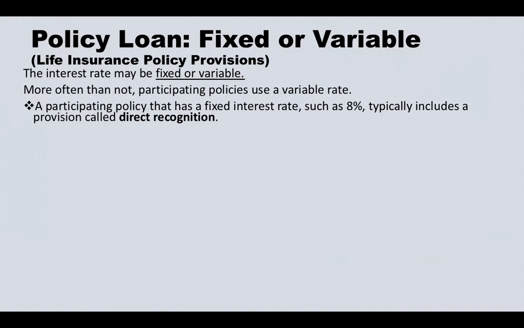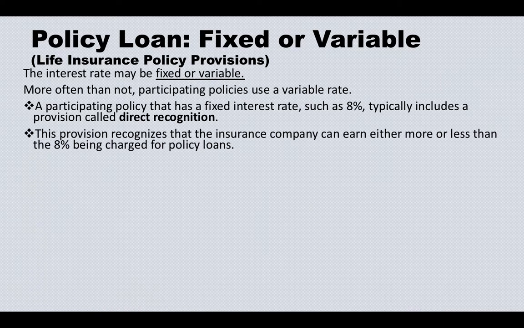What is a participating policy? It's a policy issued by a mutual company. Mutual companies are owned by the policyholders, and they pay dividends to you from time to time. So if you borrow a loan from a mutual company against your policy issued by this company, there's something called direct recognition if the interest rate is fixed. So what does that mean?